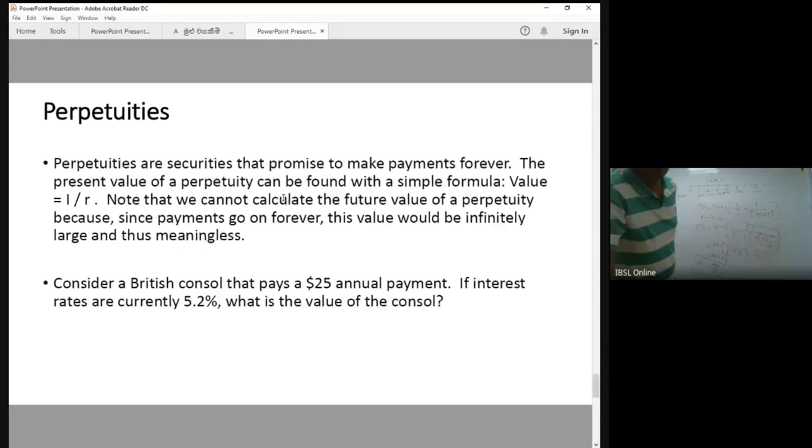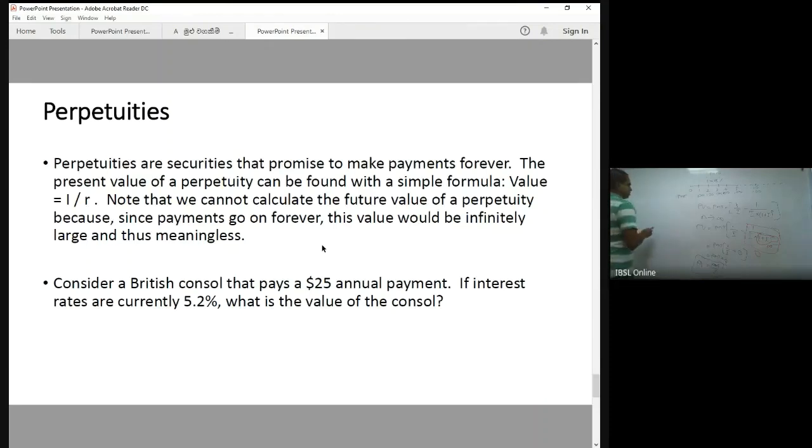So let's try this question. Perpetuities are securities that promise to make payments forever. The present value of perpetuity can be found with a simple formula 1 over R. Note that we cannot calculate the future value of perpetuity because payments go on forever. This value would be indefinitely large and meaningless. A British console that pays $25 annual payments. If interest rates are currently at 5.2%, what is the value of this console?